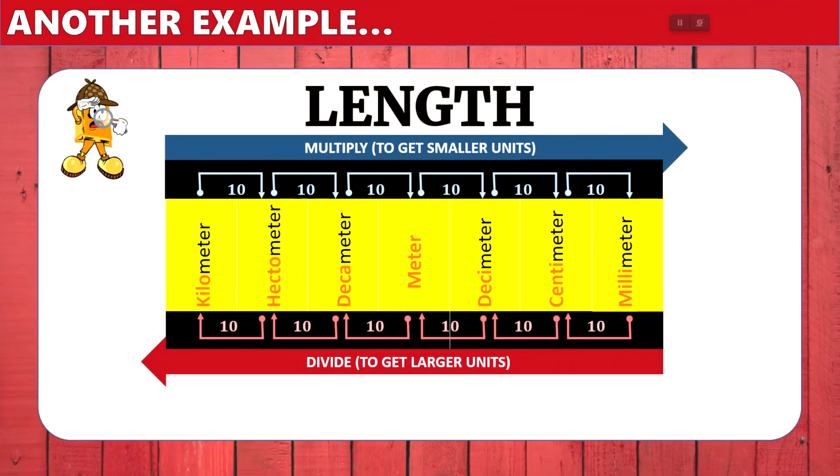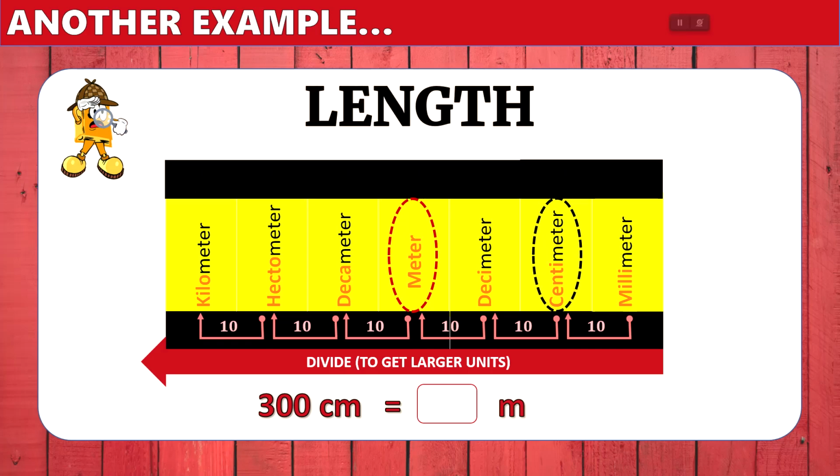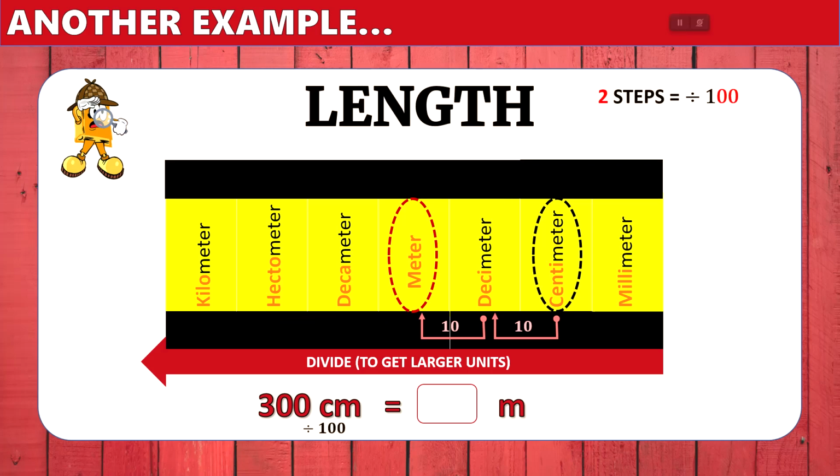Let's try another one. 300 centimeters is equal to how many meters? So we start at centimeters, here it is. We want to end up at meters, here it is, and determine how many steps it takes to get us from centimeter to meter. We see that that's going in the left direction, which means we need to divide. But by what? Well, from centimeters to meters is 2 steps, which means we divide by 100. 300 divided by 100 gives us 3. So 300 centimeters is equal to 3 meters.